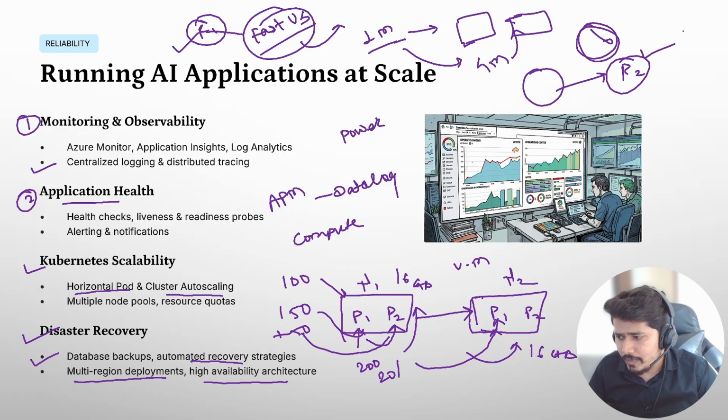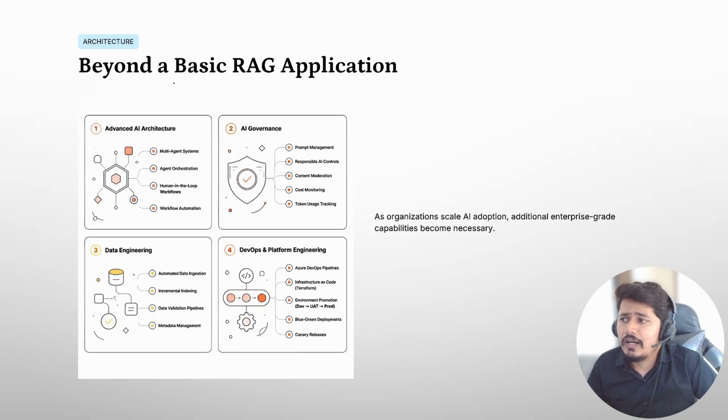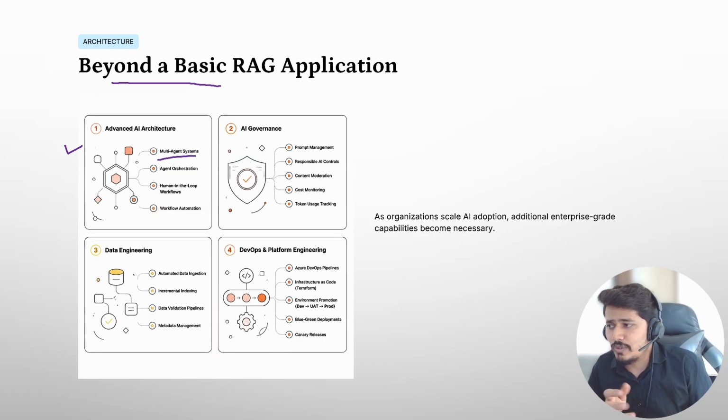So that's how you can build a highly scalable architecture as well. Moving ahead, how you can think about expanding the application beyond a RAG application. You can enable an advanced architecture by integrating a multi-agent framework. You can increase the capabilities. Also, you can build an agent orchestration framework along with it.